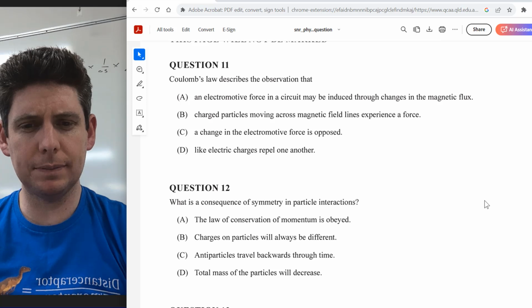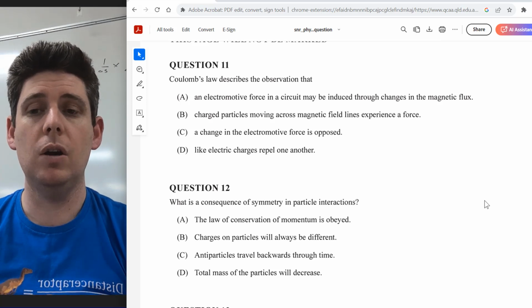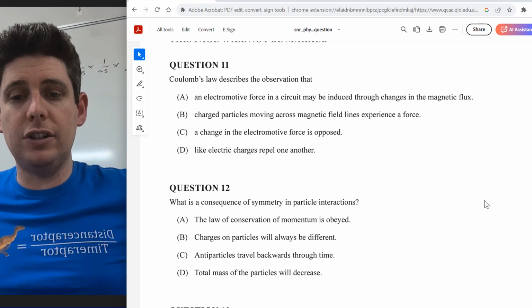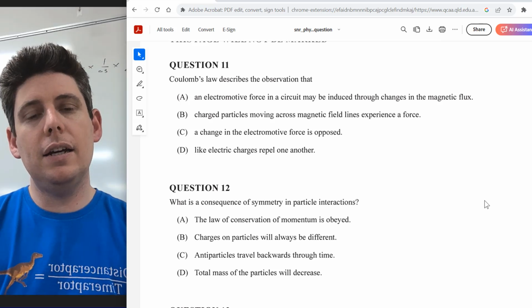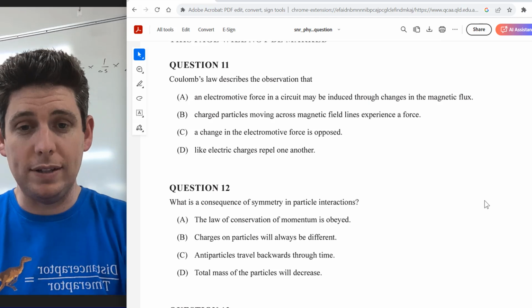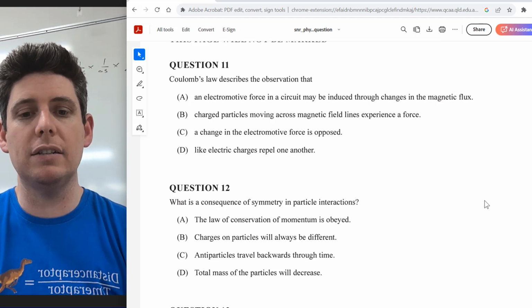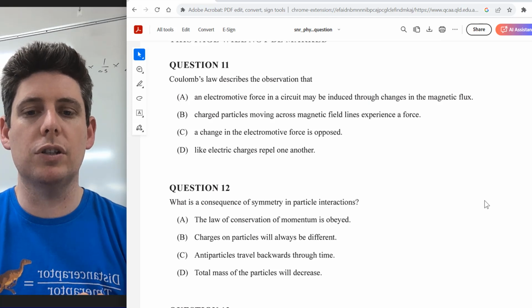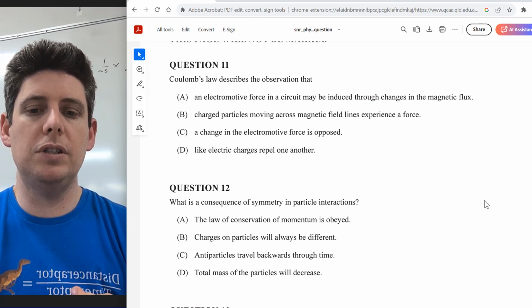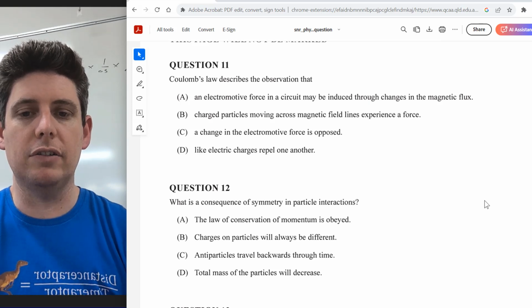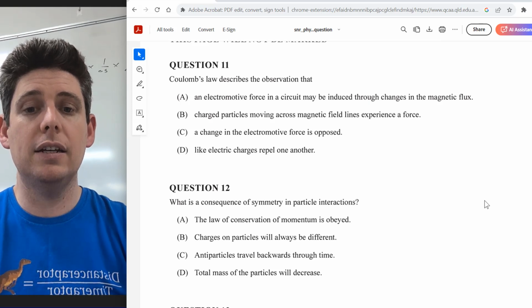So B isn't correct. The charges on the particles won't always be different. They can just be the same after the interaction. C is not a consequence of symmetry. Antiparticles do appear to travel back in time, but it's not a consequence. D, the mass does not decrease, so that's incorrect. So the answer is A.